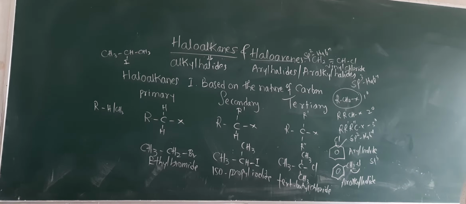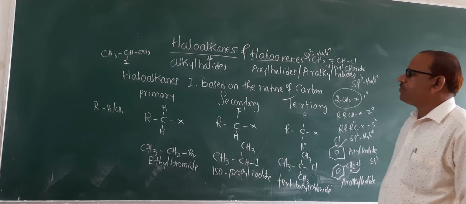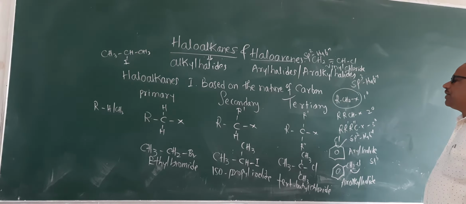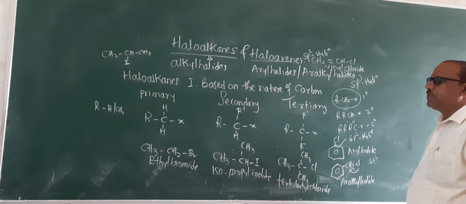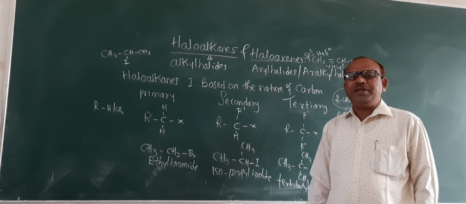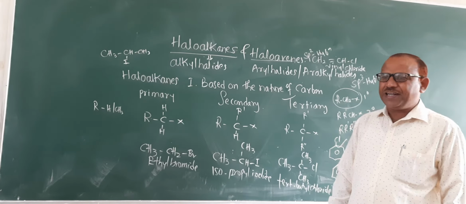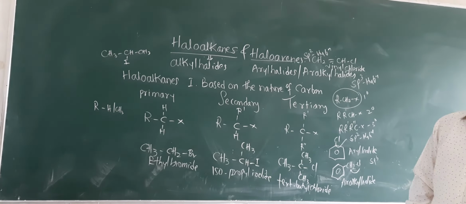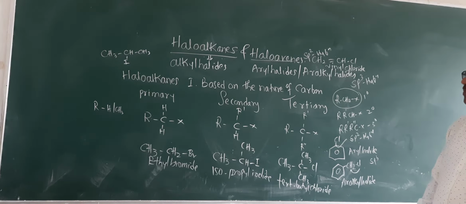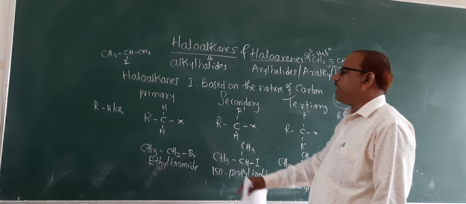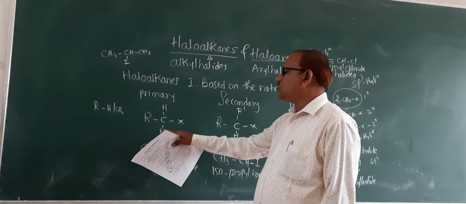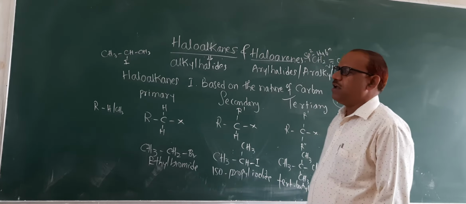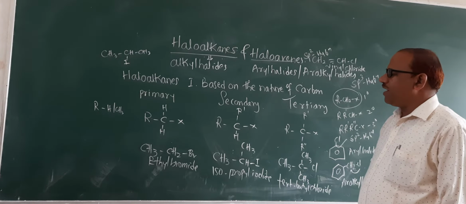One is based on the nature of carbon to which halogen is attached. They may be classified into primary, secondary as well as tertiary alkyl halides. Primary alkyl halide means the haloalkane in which halogen is attached to the primary carbon. Then the question comes, what is primary carbon? The compound having RCH2X is the general formula for primary haloalkane.